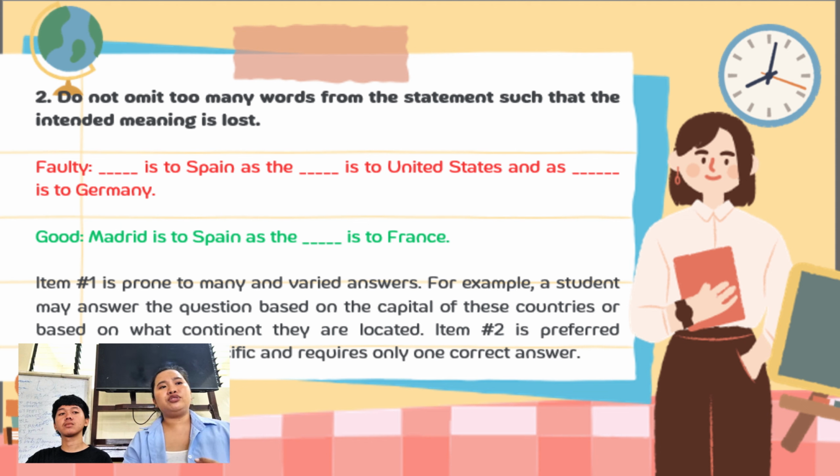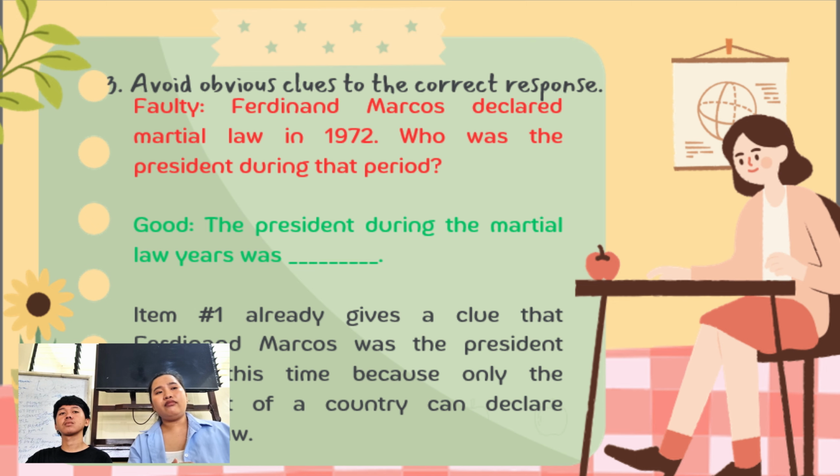So number one is prone to many varied answers. For example, the student may answer the question based on the capital of these countries or based on what continent they are located. Item number two is preferred because it is more specific and requires only one correct answer. Okay? So let's proceed to number three.